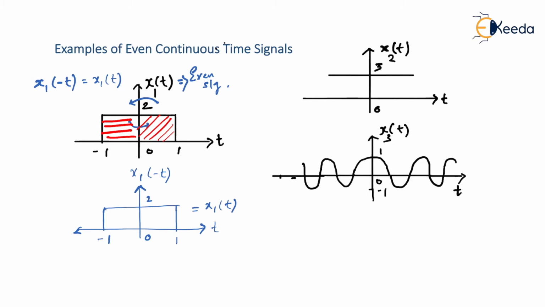Because in time reversal, this is what we do. We copy the left hand side to the right hand side and the right hand side to the left hand side. If both the parts were equal, then even after time reversal, it comes out to be the same signal again, and definitely that signal is called an even signal.